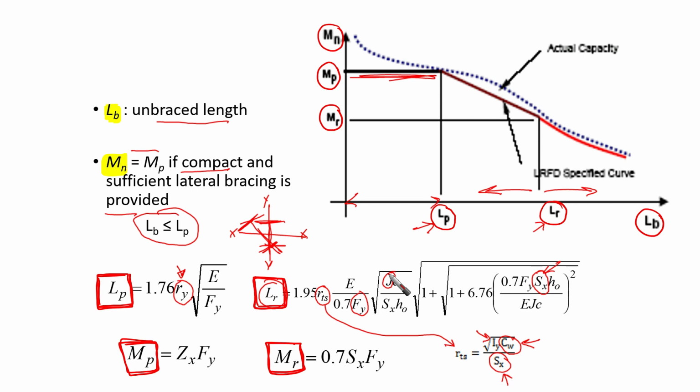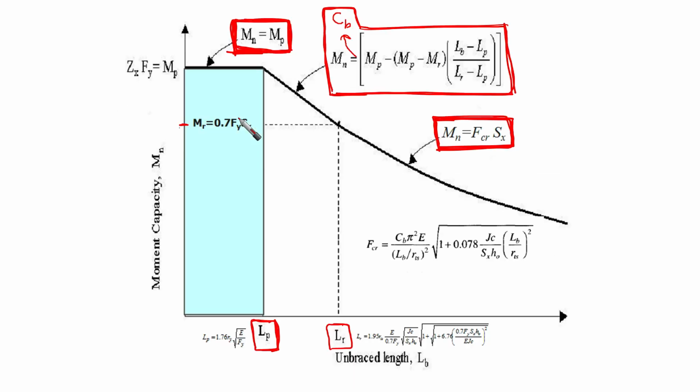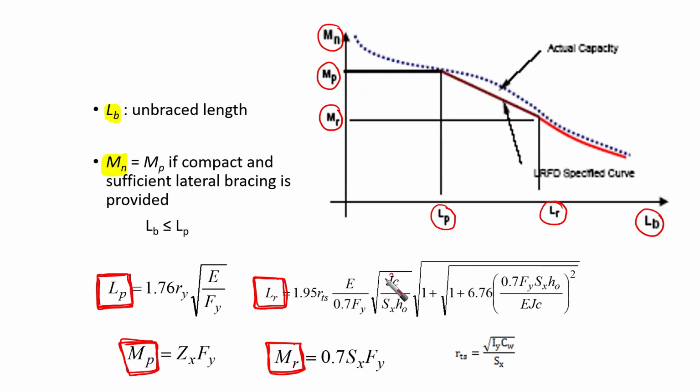J, I'm going to explain about it in a minute. Here, this J means the torsional constant. Why do we put this J here? Because we are expecting some lateral torsional buckling here, right? So we want something related to torsion.